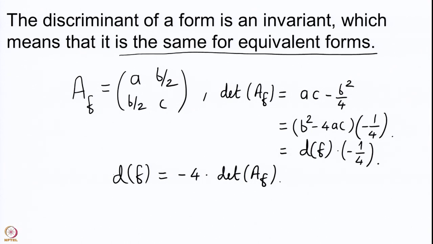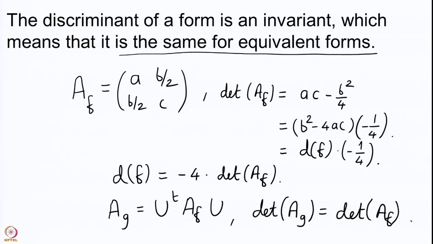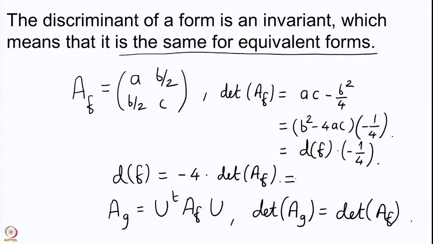Now, when I change my form F to form G, the change happening for the matrices, I hope you remember, is that AG was U transpose AF U. And here we can easily compute that determinant AG is nothing but determinant AF. This is because U has determinant 1. So there is no change in the values of the determinants of AF and AG. And once there is no change in the determinants, the discriminants are also going to be the same.